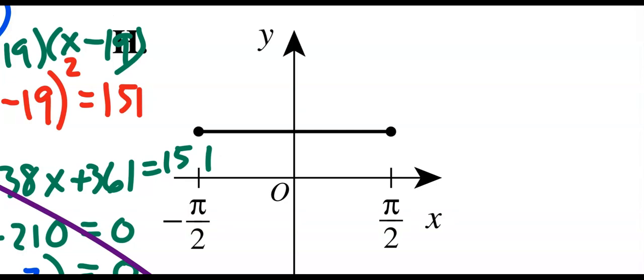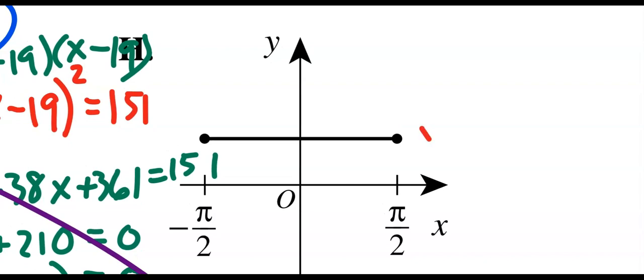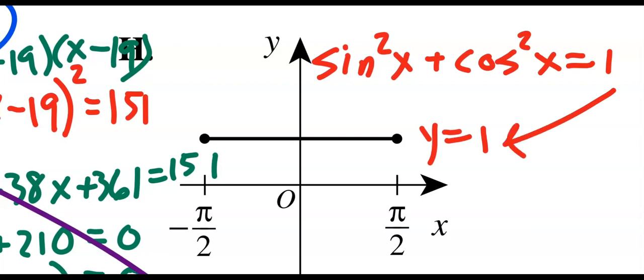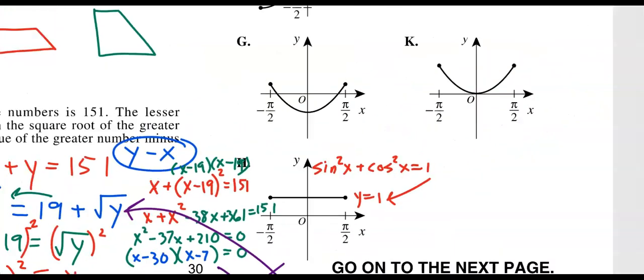Why is this the answer to the question? Because it's constant. It's y equals 1. So if you knew the Pythagorean identity, sine squared x plus cosine squared x equals 1, you would know that you're getting a horizontal line. You're not getting anything that changes. You're getting something that's completely constant. It's called the Pythagorean identity.